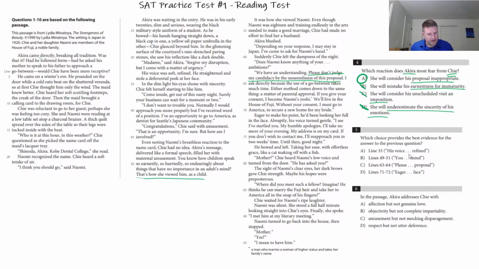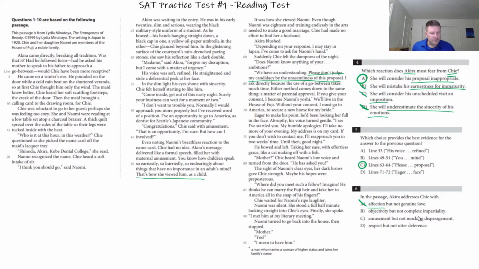So if we look at 5, the answer to 5 is actually what I underlined up here. He's really, really worried that the way he went about this is the issue, okay? So he's worried there. And then if you look at 6, in the passage, Akira addresses the mom, I hope I'm saying this right, Chia, with affection but not genuine love. So is he being affectionate to the mother? Tone-wise, not really. He's got a very serious request that he's making, so he's not being super affectionate, okay?